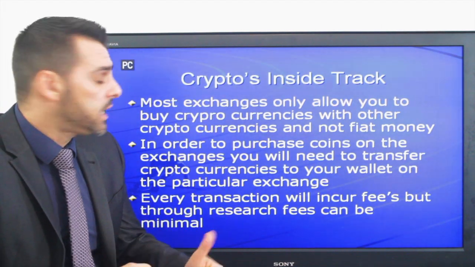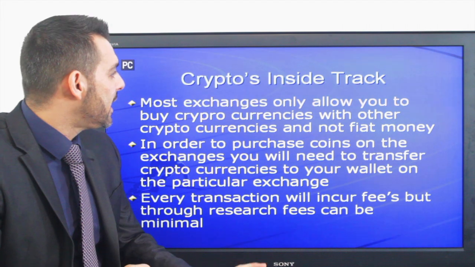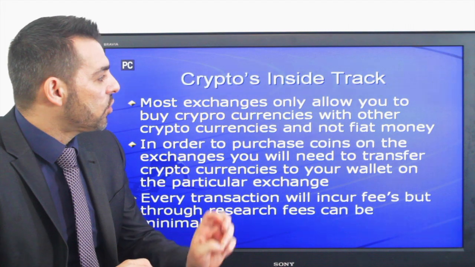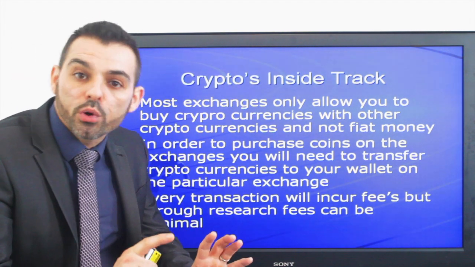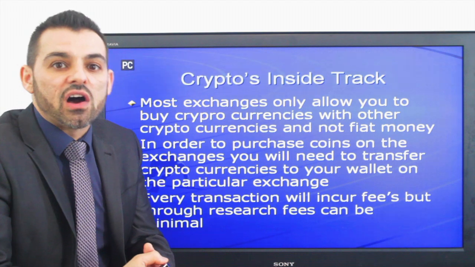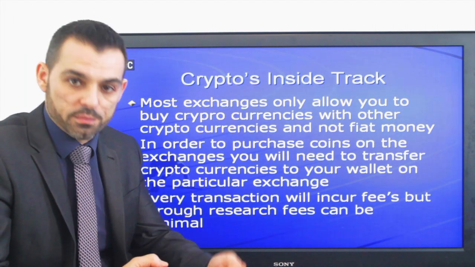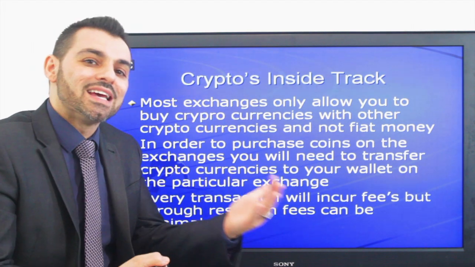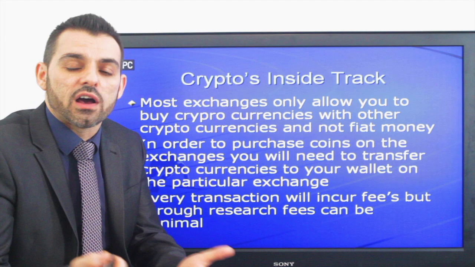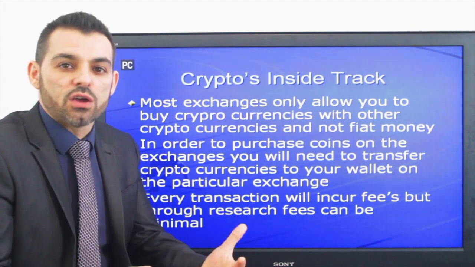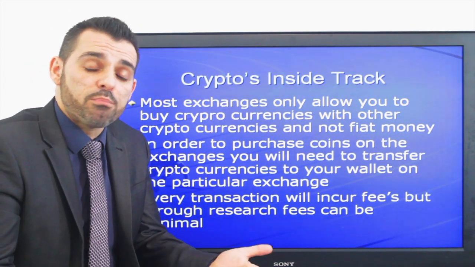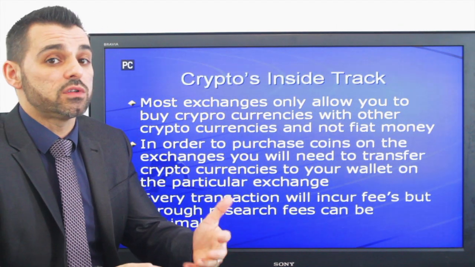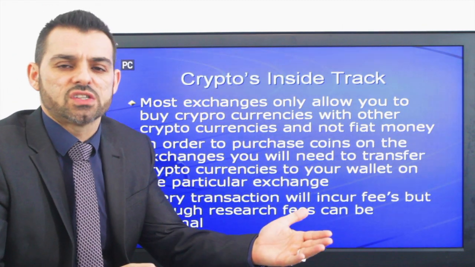A couple of other quick things here. Most exchanges only allow you to buy cryptocurrencies with other cryptocurrencies and not fiat money. Let's just quickly explain that point. Again, with one of the exchanges that I use, I can't actually put in fiat money. Fiat money is basically pounds, dollars, yen, whatever the currency is of the country that you're in. We're in the UK, so my fiat currency is pounds. So I can't use my pounds to buy cryptocurrencies on some of the exchanges that I use.